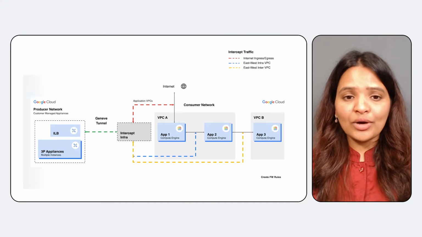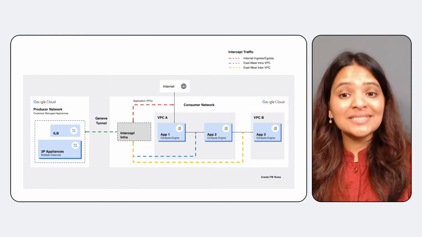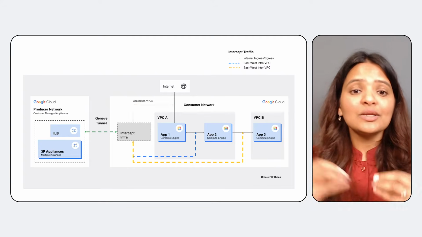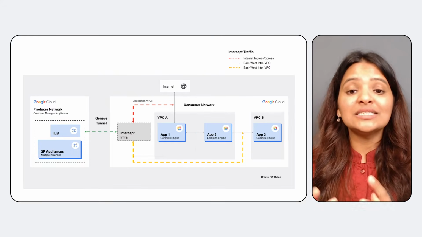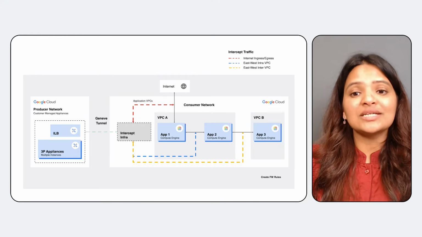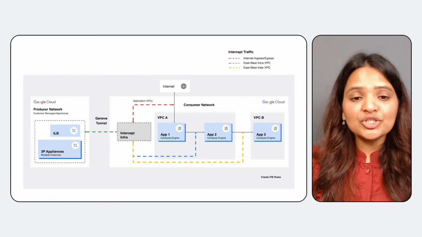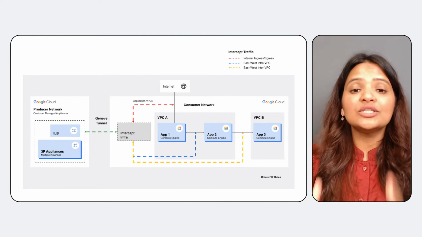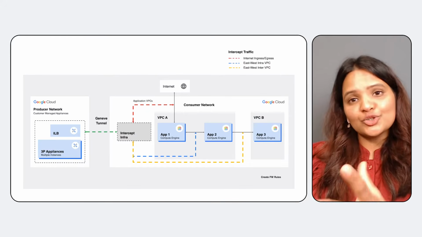The intercept endpoint group in the consumer's network receives the encapsulated packet, removes the Geneve header, effectively decapsulating the packet and restoring its original form. The original packet is then forwarded to its original intended destination within the consumer's VPC.